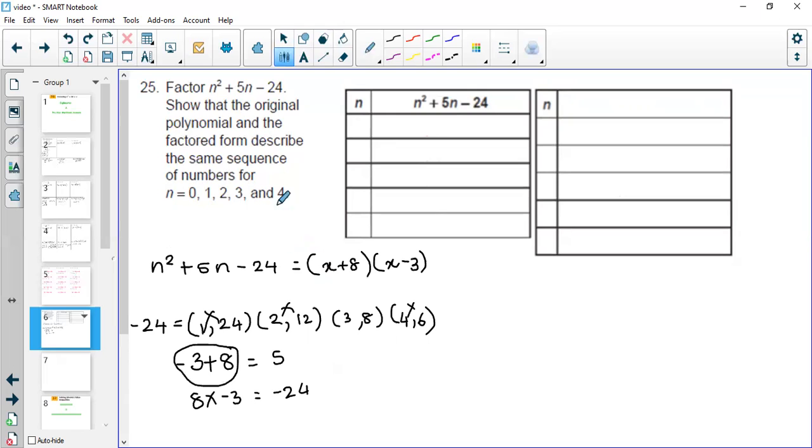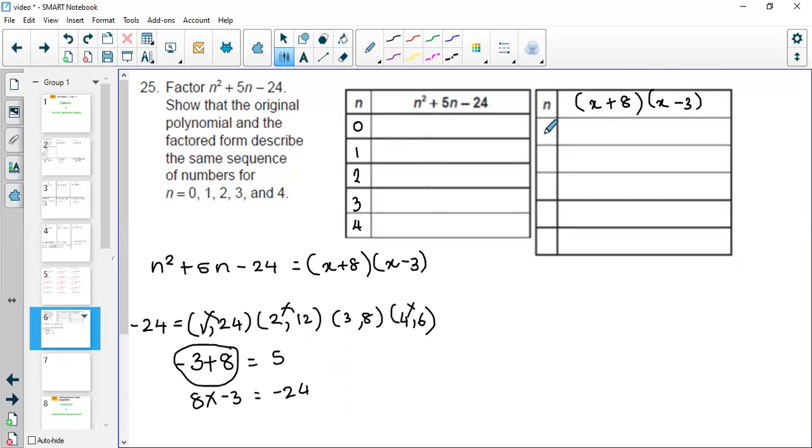Now what's the next thing you're going to do? Show that the original polynomial and the factored term describe the same sequence of numbers for n equal to 0, 1, 2, 3, and 4. They're just asking you to substitute the values which they have given, that's n is 0, 1, 2, 3, 4, and show that without factorizing, the answer is going to be the same, even after you factorize, the answer is going to be the same. So what did we get after factorization here? For factorization, we got n plus 8 and n minus 3.